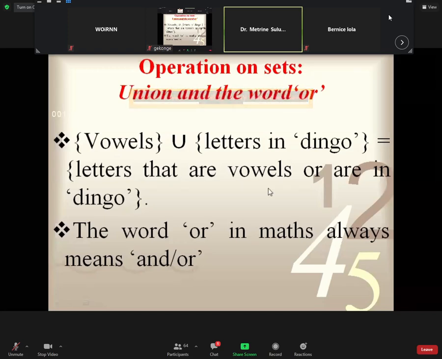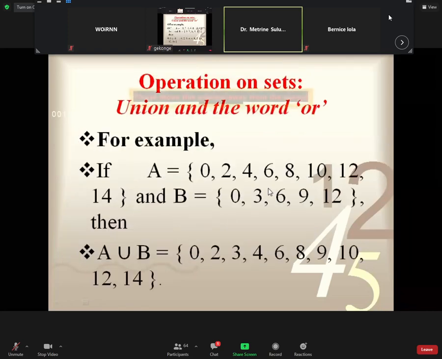So we move on. Let's look at an example. Let's write that example down. We want to look at, suppose set A is as shown on the board.